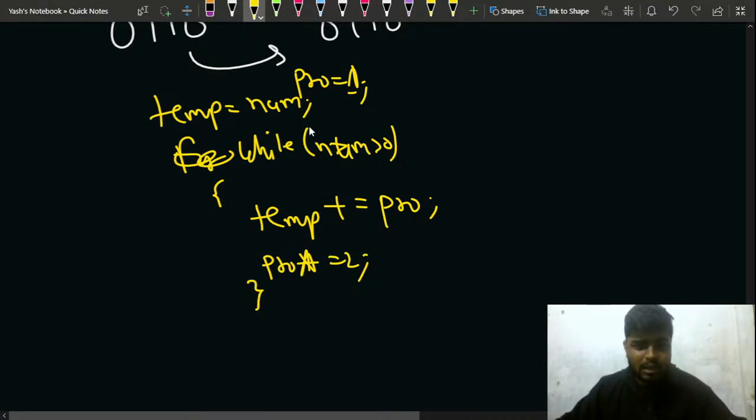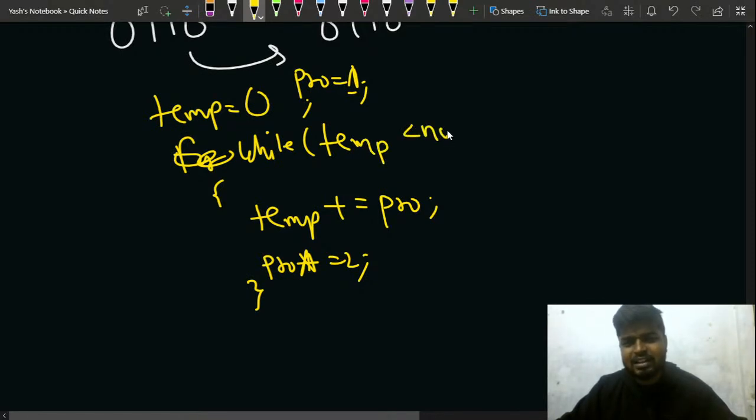So what I'm trying to do basically is this, right? My temp will be initially 0, and my temp should be lesser than the number that has been given to me, right? And once I'm done with this, I will say temp minus num will be my answer, right?